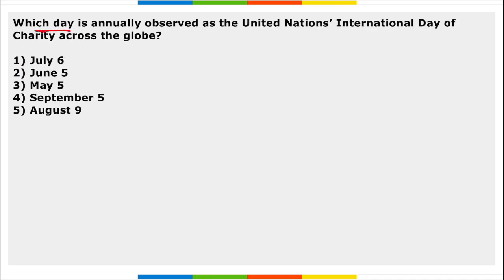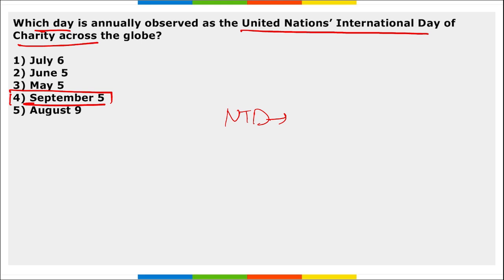Next is, which day is annually observed as UN International Day of Charity across the globe? It is 5th of September, and this day basically aims to sensitize and mobilize people, NGOs, various stakeholders through volunteer and philanthropic activities. And this day also commemorates the birth anniversary of Nobel Peace Prize winner Mother Teresa. Apart from this, National Teachers Day, when do we observe this? It is 5th of September.